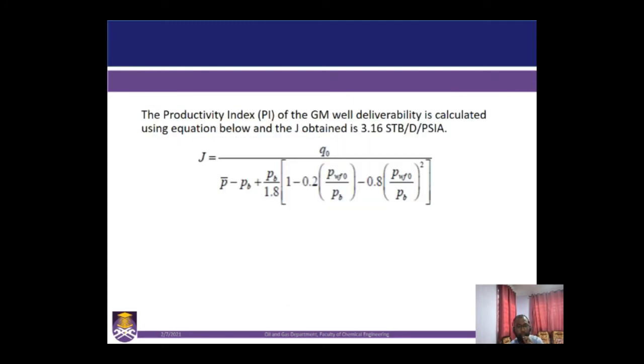The production index of Amer well deliverability is calculated using equation below, and J obtained is 3.16 STB per day per PSIA.